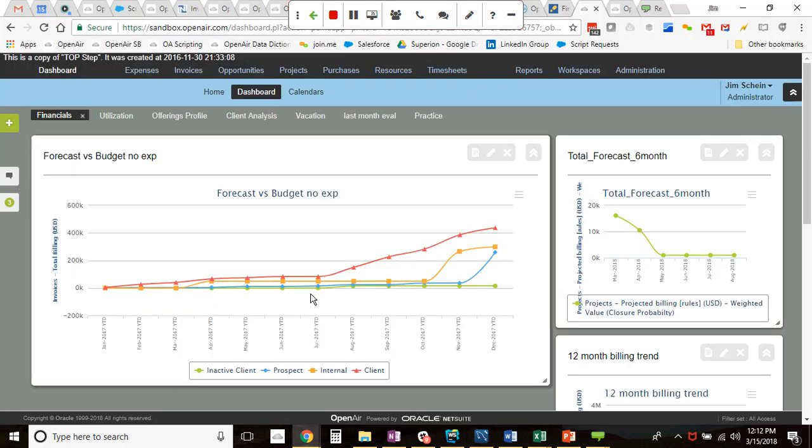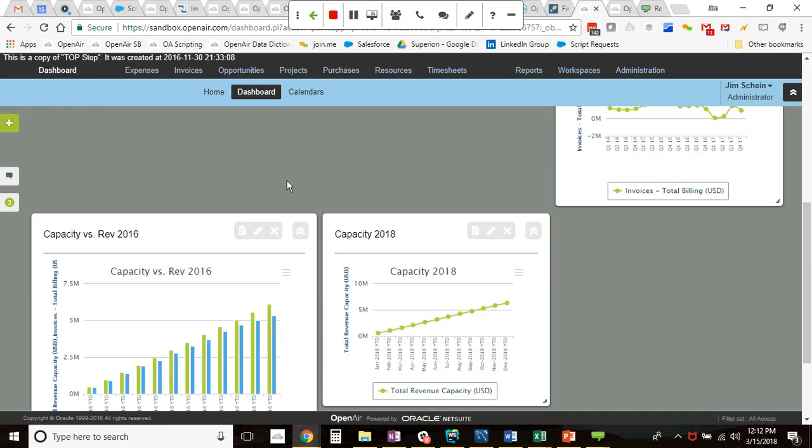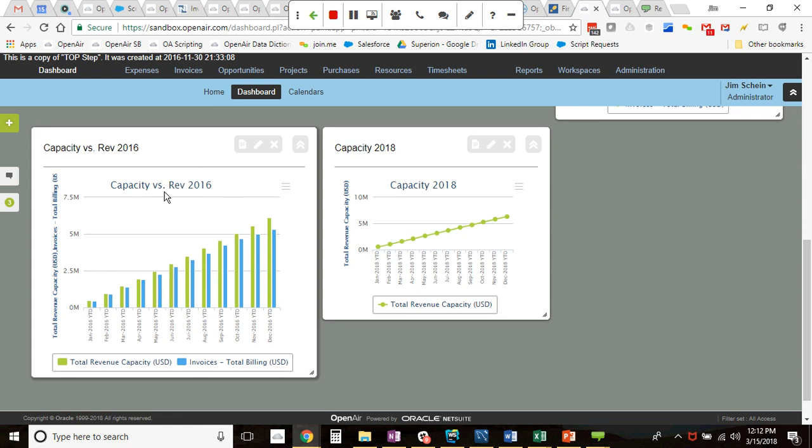And we can show you that on the actual dashboard. Here, now this is for 2016 data in our sandbox, because our sandbox has not been refreshed in a little while. But what you're seeing is a month-by-month comparison of what our capacity was and what we actually brought in.